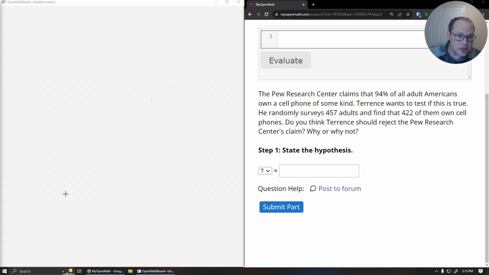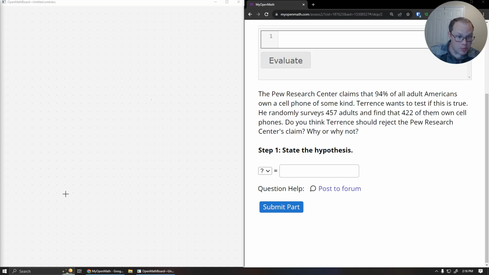The Pew Research Center claims that 94% of all adult Americans own a cell phone of some kind. Terrence wants to test if this is true. He randomly surveys 457 adults and finds that 422 of them own cell phones. Do you think Terrence should reject the Pew Research Center's claim? Why or why not?